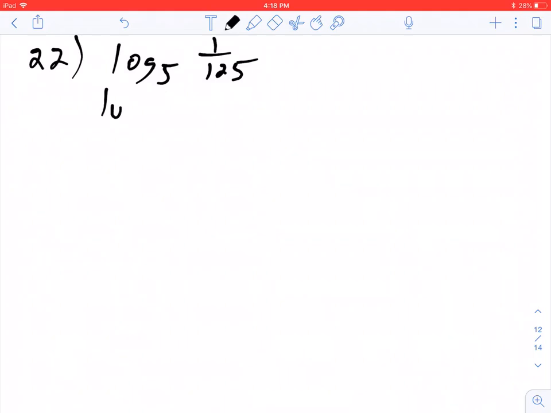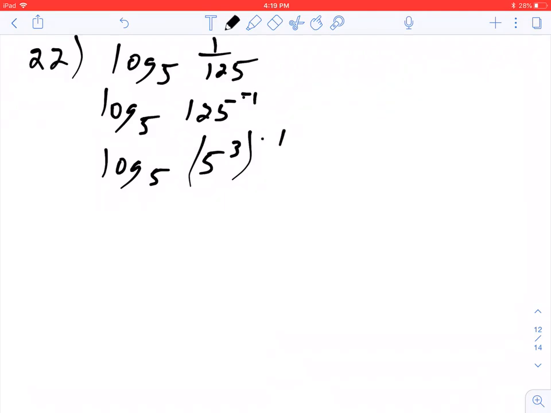So what's going to happen is we're going to make this log base 5 of 125 to the negative 1. There we go, to the negative 1. Now 125 is actually 5 to the third. So now that's going to become log base 5 of 5 to the third, all of that to the negative 1 power. Now we have a power to a power, so those multiply.